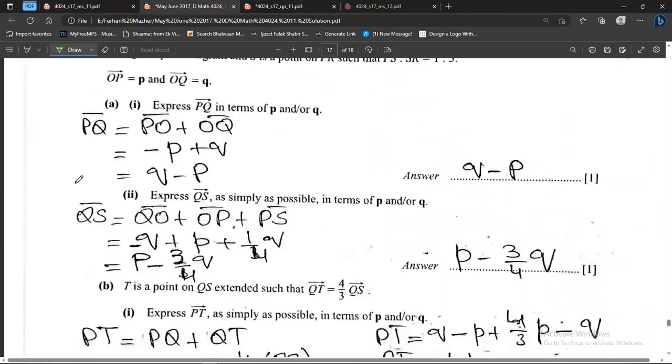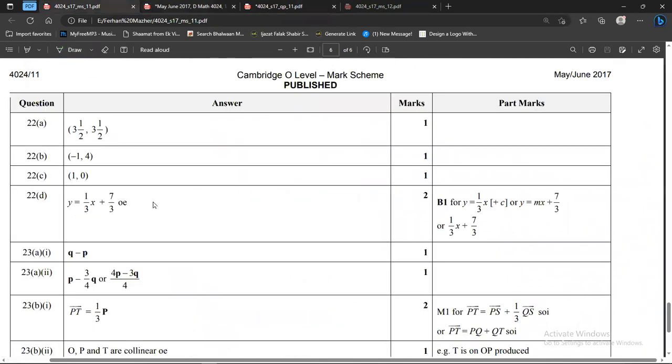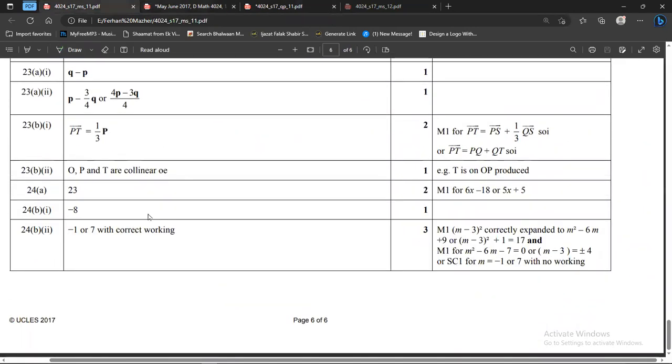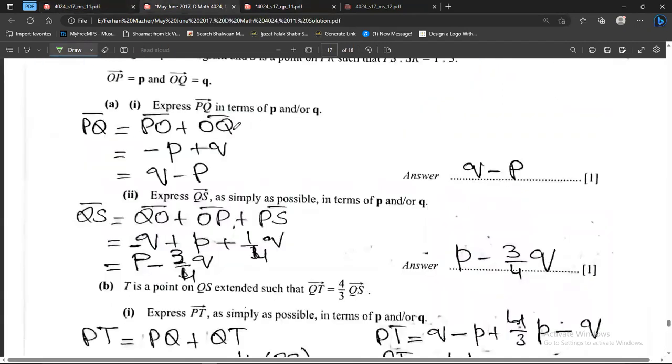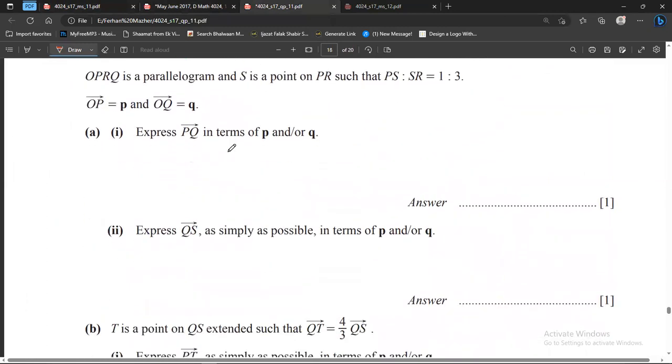So the PQ is equal to the PO plus OQ, and the PO is minus P, and the OQ is plus Q. So it will be Q minus P. So Q minus P is the right answer, sir. This is how you do the A part, first portion. And then we have A part, its second portion.